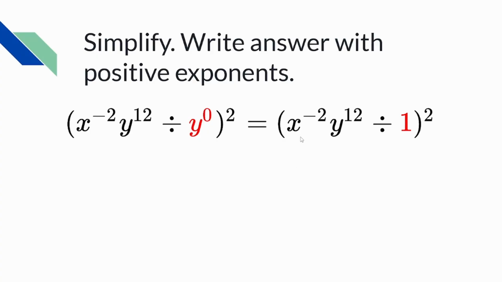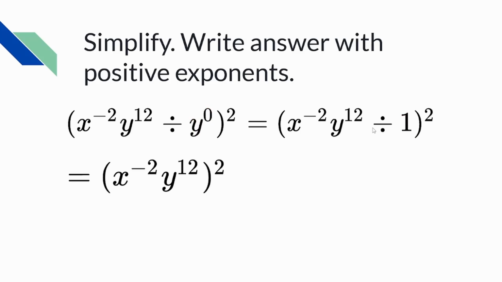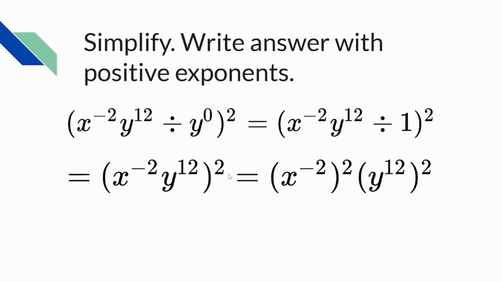So x to the negative 2 times y to the 12 divided by 1, we really don't need that divided by 1. Anything divided by 1 is just equal to itself. So we have x to the negative 2 times y to the 12, and the whole thing is being raised to the 2 power. Once again, I want to apply that exponent to each piece of the product. So this is what I have here.